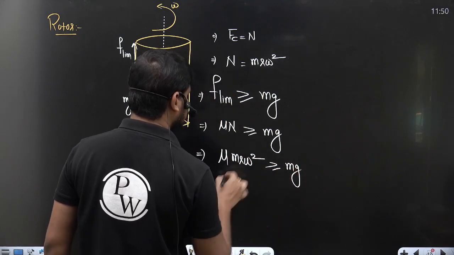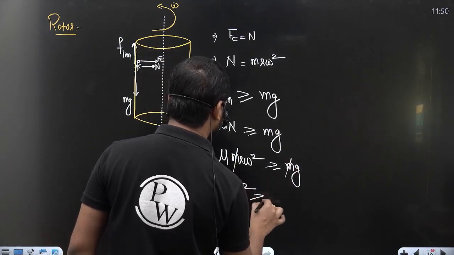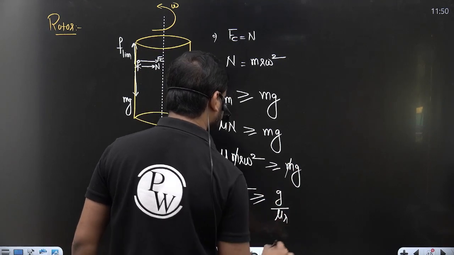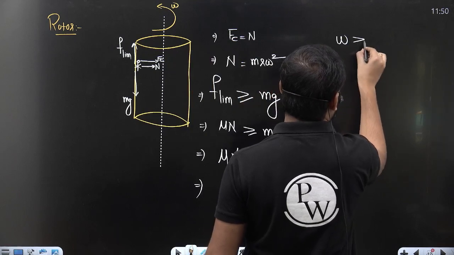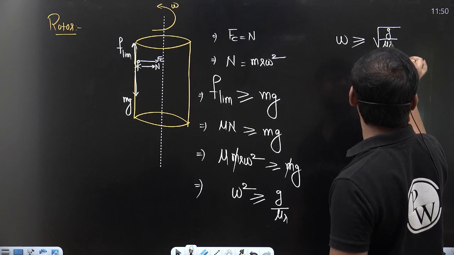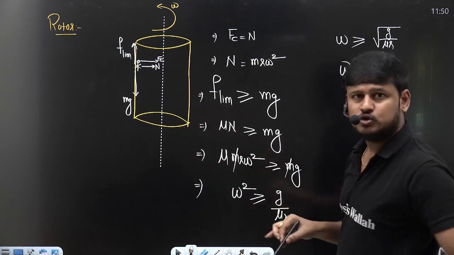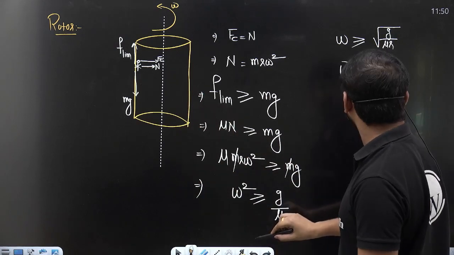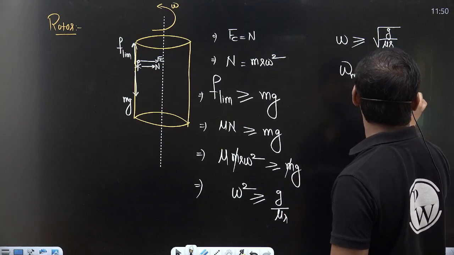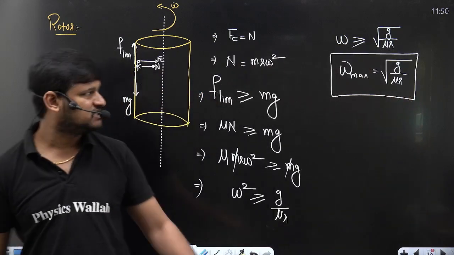So from here, m cancels, so we can write omega square must be greater than or equal to g by mu r. So that means omega should be greater than or equal to root over g by mu r. So that means the minimum angular velocity with which the rotor should be moved. So not minimum, the maximum with which it should be moved is root over g by mu r. So this is the maximum angular velocity so that the person will not fall.